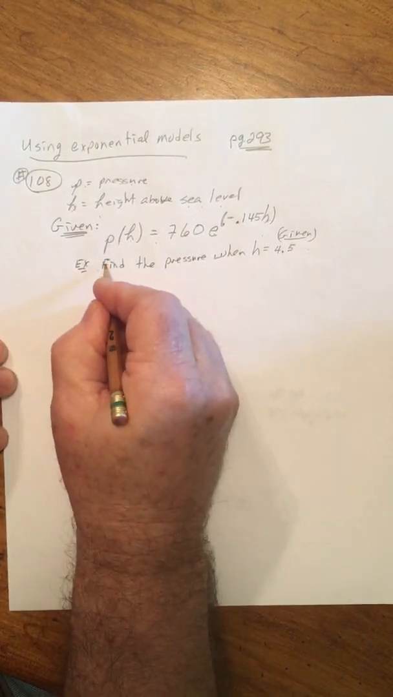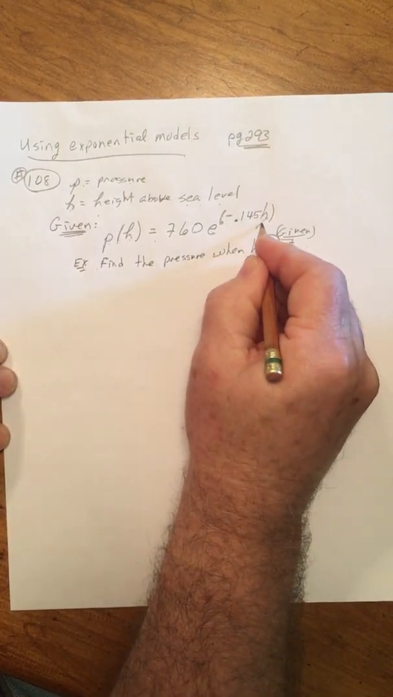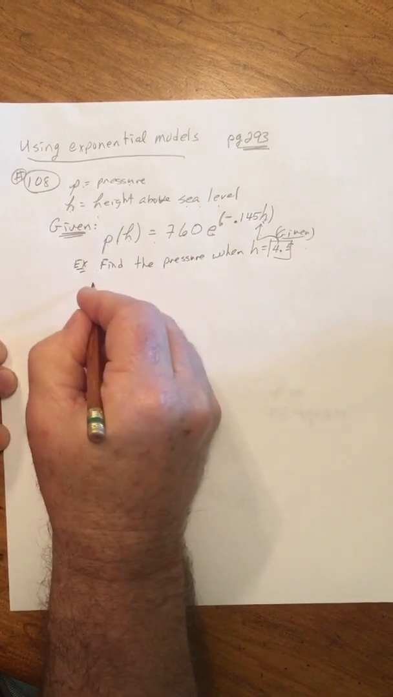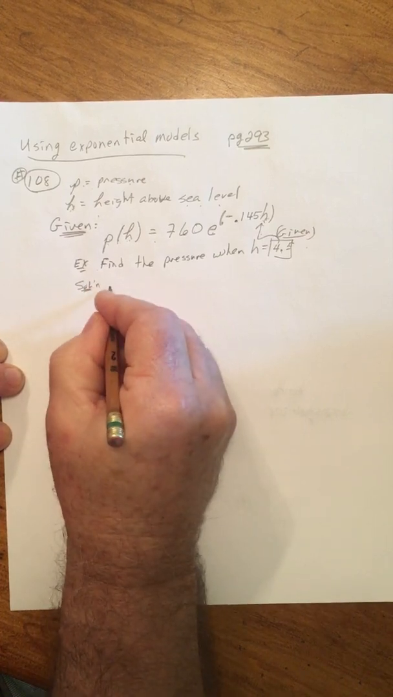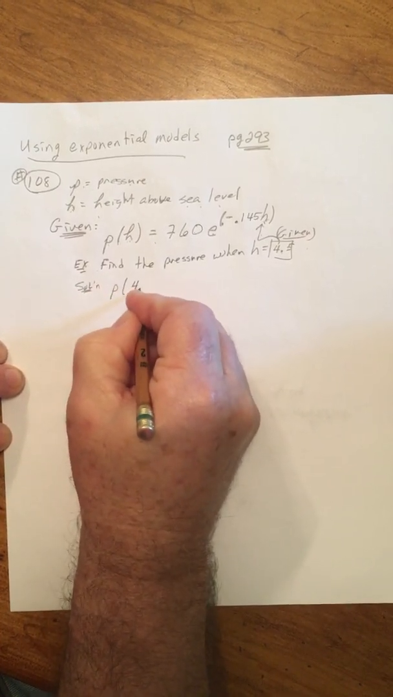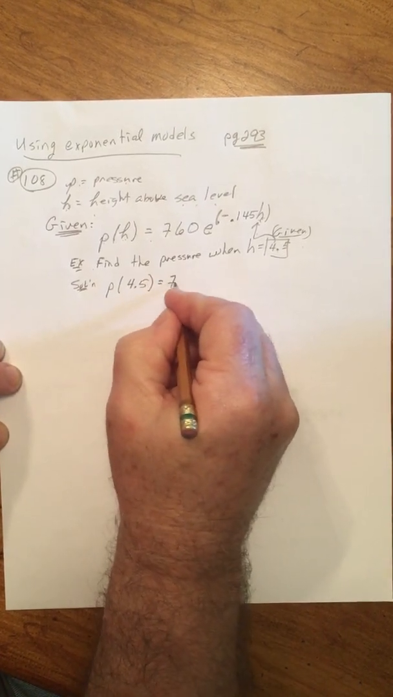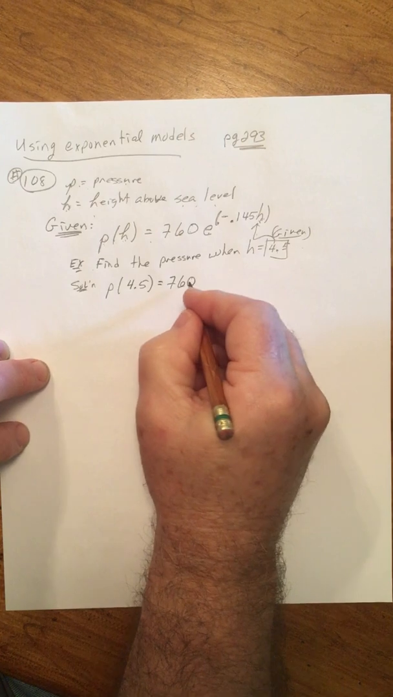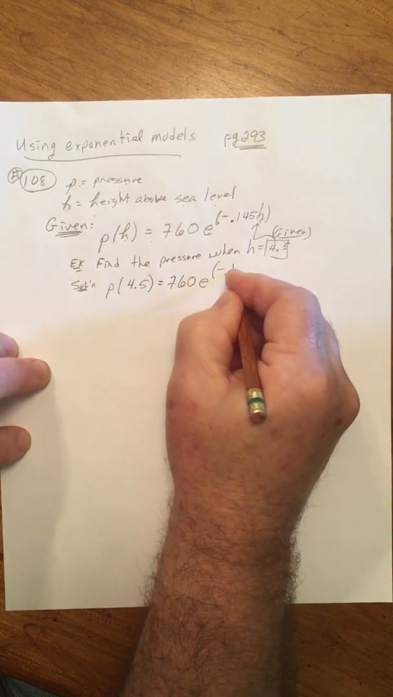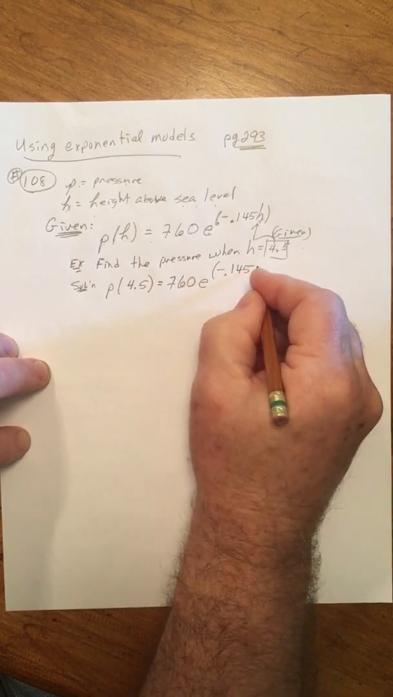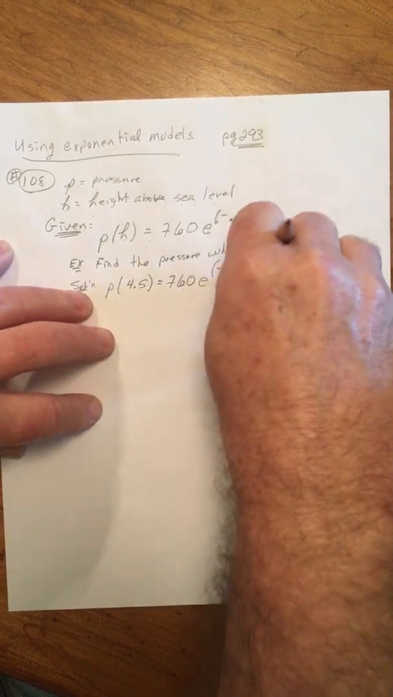So the procedure is straightforward. H is given to be 4.5. Substitute that into the function. So our solution is pretty straightforward. The pressure at 4.5 is computed to be 760 e raised to the power negative 0.145 times 4.5.